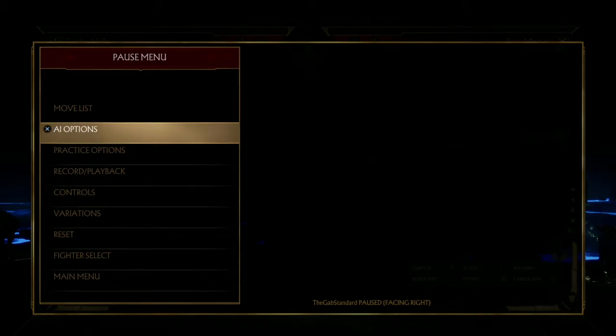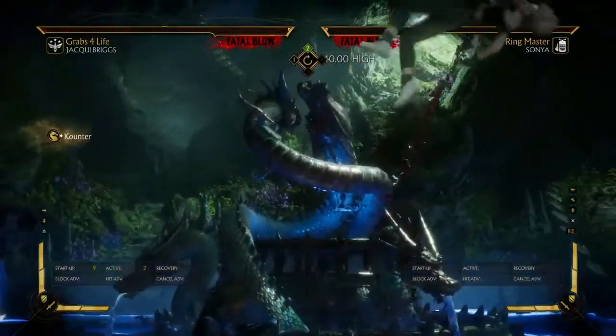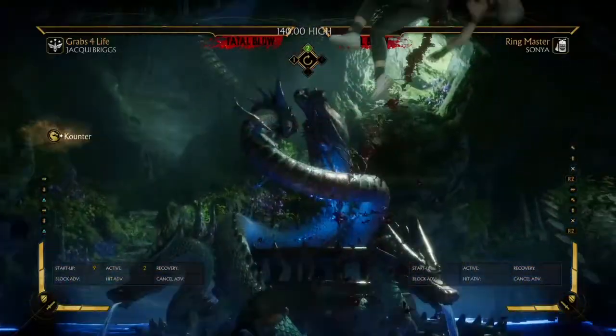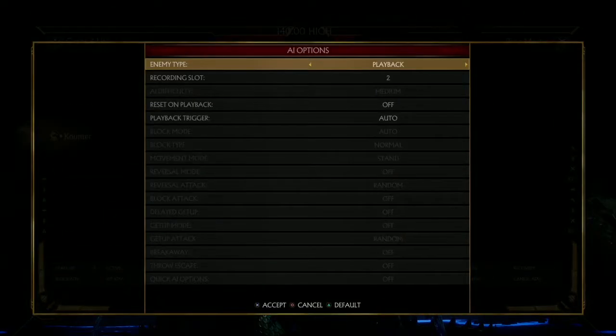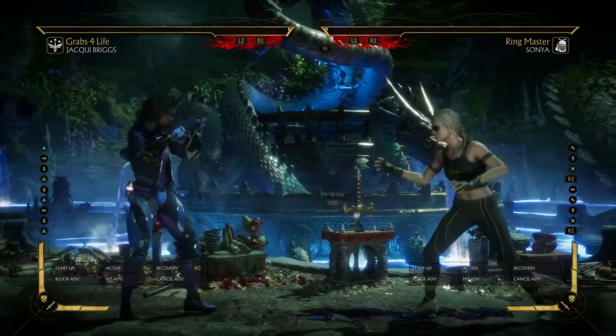Same case happens with down 2s. Down 2s are 4 frames. If I get Sonya doing that, active for 4 frames, which is why they're very solid anti-airs.